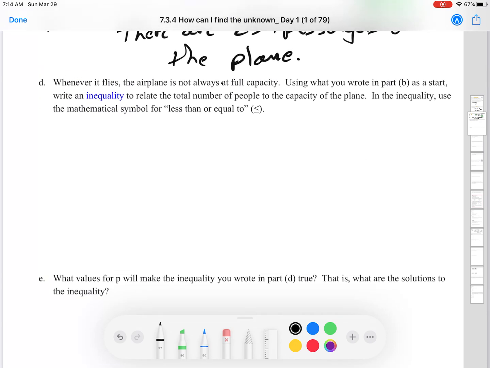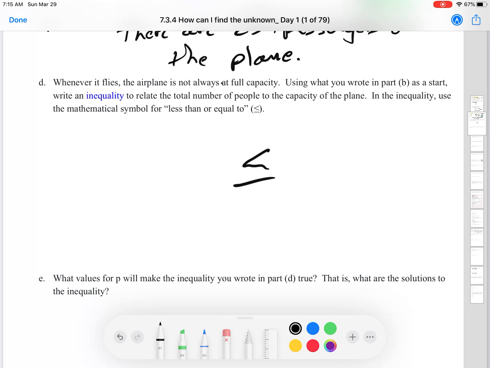Whenever it flies, the airplane's not always at full capacity. Using what you wrote in Part B as a start, write an inequality to relate the total number of people to the capacity of the plane. In the inequality, use the mathematical symbol for less than or equal to. So we have the symbol right there.